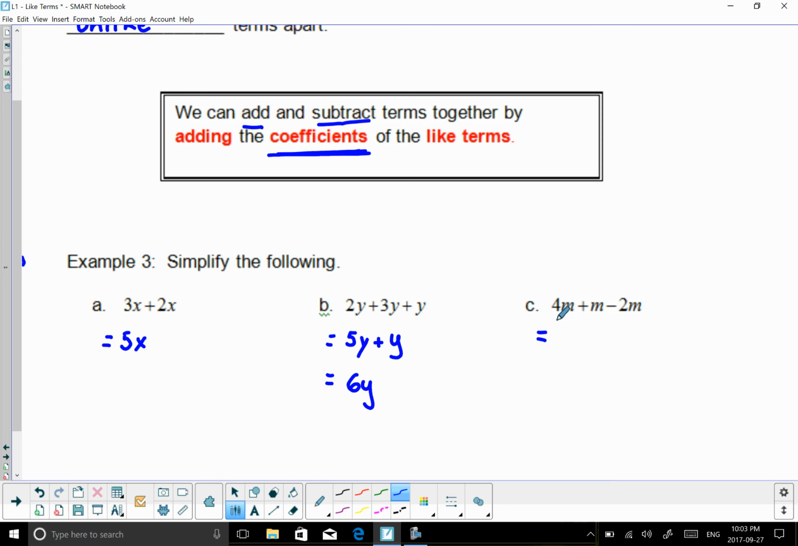Here they're all like terms, so I have m and m with the same exponent. The exponent that's invisible is actually 1. I have 4 m's and I add 1, so now I have 5 m's. I still have to subtract 2m from it, so I'm going to bring that down. 5 m's and I take away 2 m's, I'm left with 3 m's.